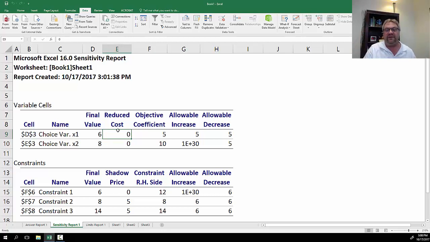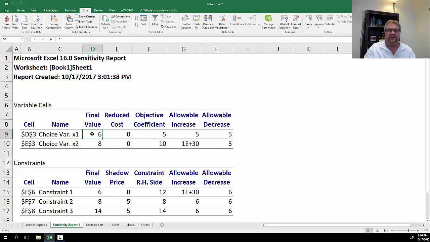Yes, if I said something like x1 has to be greater than or equal to 7, well, okay, that's going to change things, or that's going to have a reduced cost there. But if I just change that constraint by 1 unit, increase it by 1 unit, what the reduced cost is telling me is that nothing's going to happen to my objective.